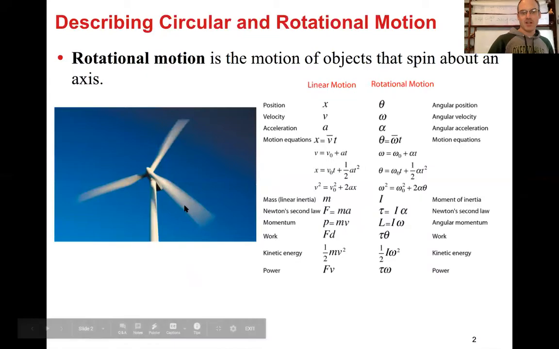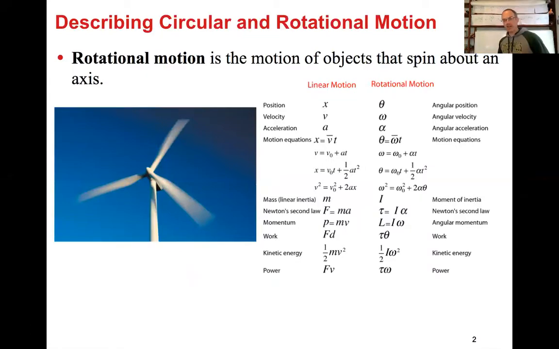Okay. So one of the things that I want you to recognize is that our energy is pretty much the same as our linear motion. All the constants and variables can be transferred over. So for whatever equation you have for linear motion, you also have those for rotational motion as well.